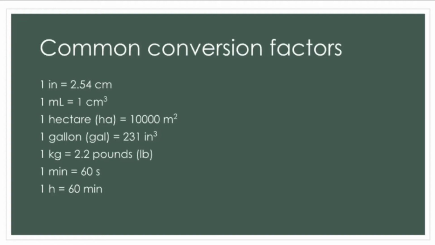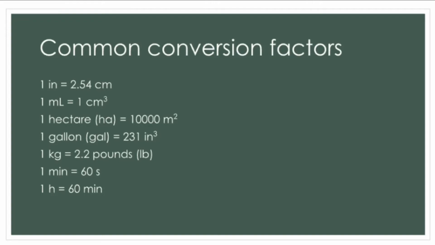Here are some of the most common conversion factors that we might encounter. Of course, this is not a complete list. I am just illustrating some of the most common ones. We have 1 inch is equal to 2.54 centimeters, 1 milliliter is equal to 1 cubic centimeter, 1 hectare is equal to 10,000 square meters, 1 gallon, this is US gallon, is equal to 231 cubic inches, 1 kilogram is equal to 2.2 pounds approximately, 1 minute is equal to 60 seconds, and 1 hour is equal to 60 minutes. We will be using some of this for our examples.